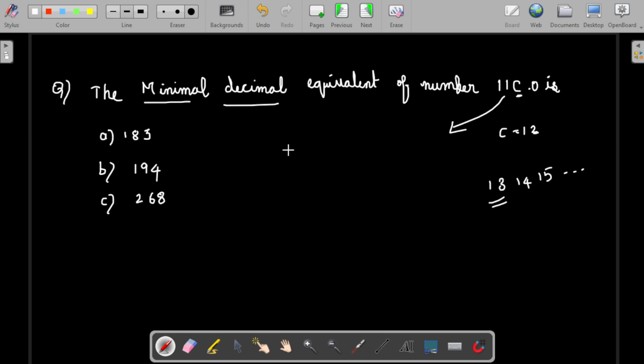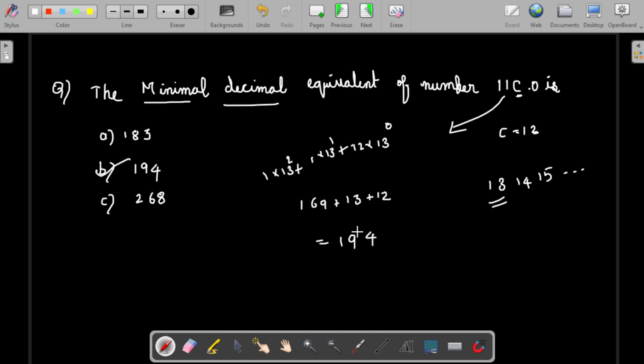So if we go through it, C is represented as 12, right? So 12 into 13 power 0, then 1 into 13 power 1, plus 1 into 13 squared. If we calculate it, the answer will be 169 plus 13 plus 12. So if we add it, the answer is 194.